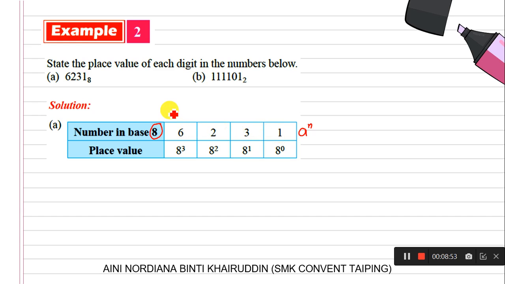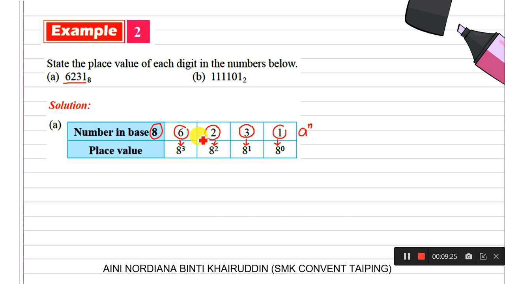No, this is the number of the example. Okay, 6, 2, 3, 1. So the place value for digit 1 is 8 to the power of 0. The place value for digit 3 is 8 to the power of 1. For digit 2, 8 to the power of 2. For digit 6, the place value is 8 to the power of 3.